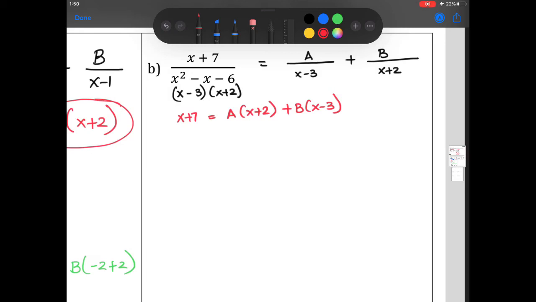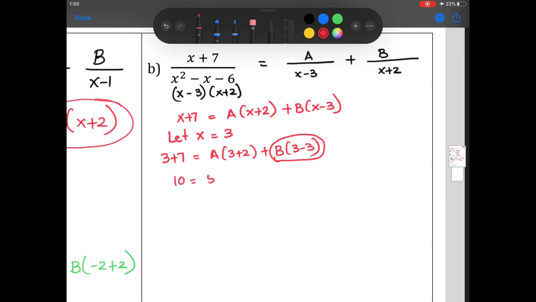And now you're going to start picking values that make your a term or b term 0. You can first make a 0 or b 0, it doesn't matter, you don't have to go in order, but I'm going to try to go in order. So let's say let x equals 3. If I substitute 3 for x, I get 3 plus 7 equals a times 3 plus 2 plus b times 3 minus 3. This is going to become what? 0, right? This is all 0. So I get 10 equals 5a. A is equal to 2.